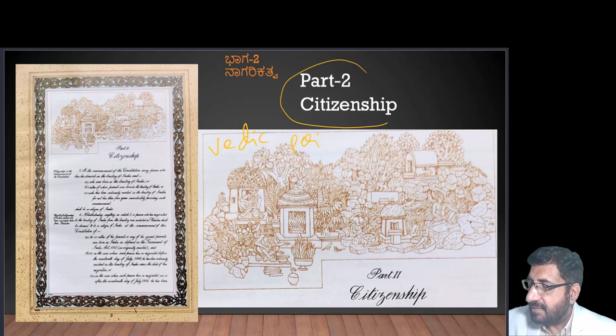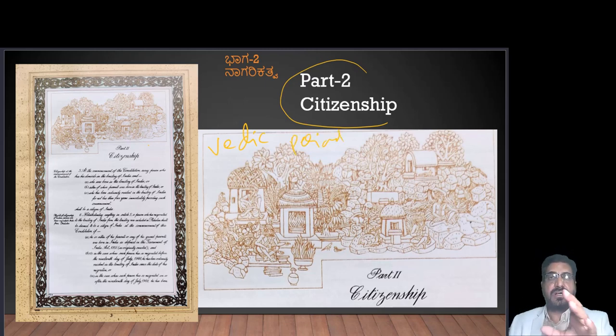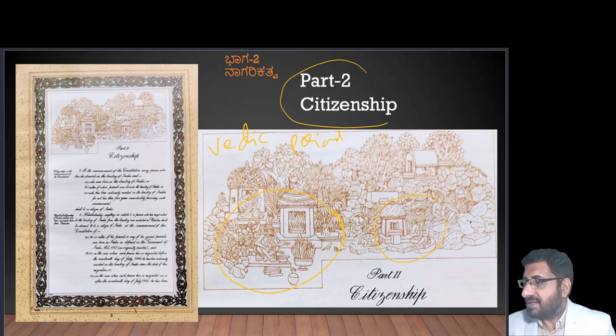Okay. This is one Gurukula Ashrama, representing all Vedic rishis and all those people. They are doing some yajna. So this is part 2, citizenship. It contains this artwork in our constitution.